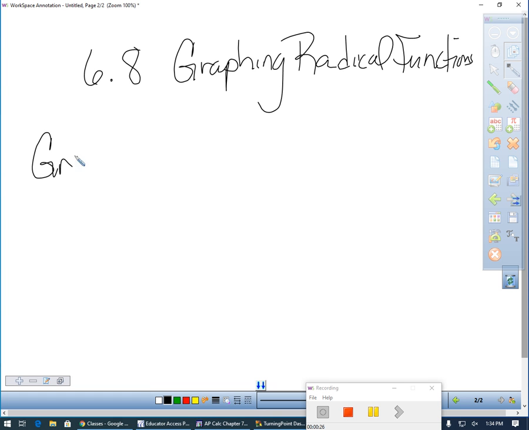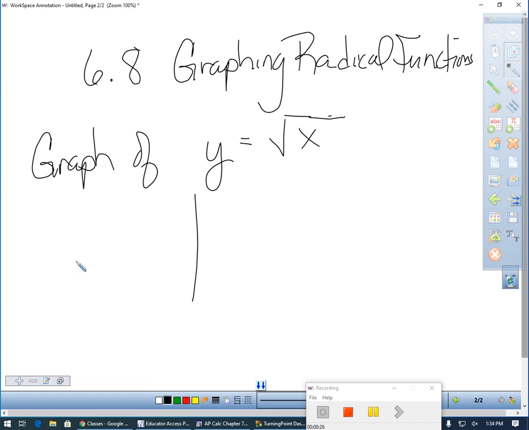The graph of the parent function y equals the square root of x is a graph that starts at the origin and curves up ever so slightly. So you figure when x equals 1, y equals 1. When x equals 4, y equals 2, you can see where that graph starts going around. So this is the basic graph. Now, we're going to take this parent function and do some moving around on it.